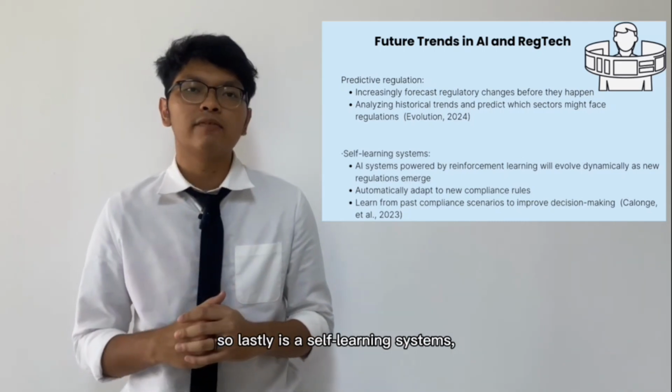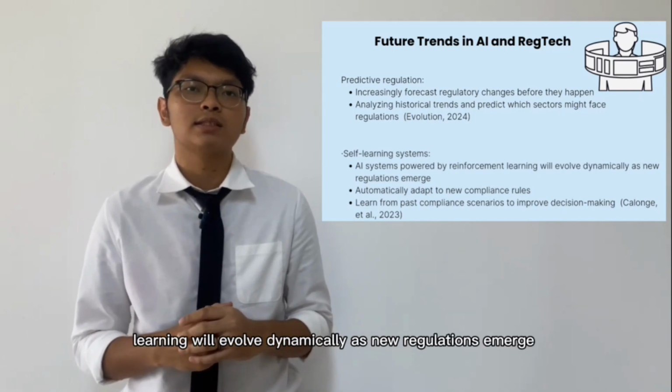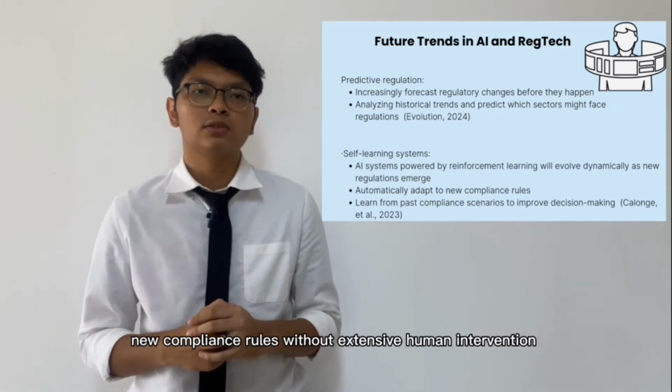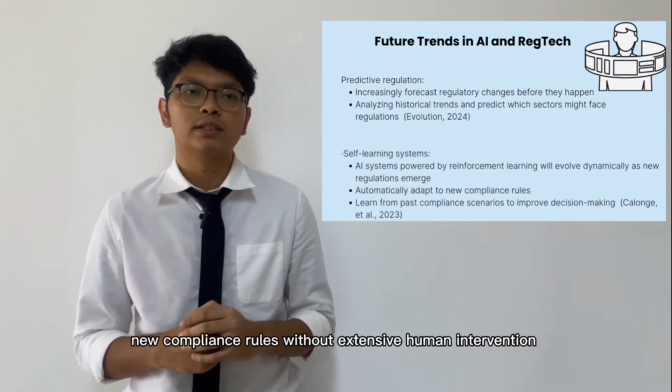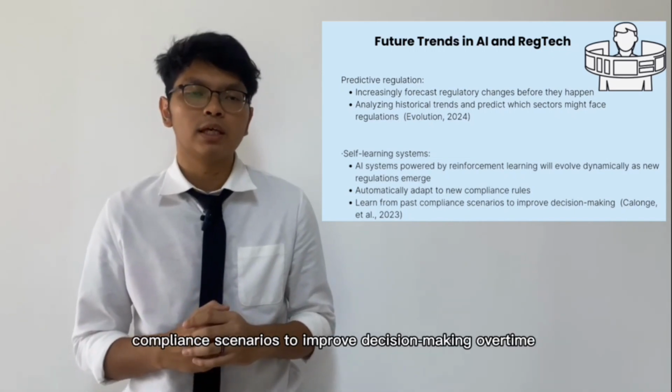Lastly, self-learning systems. AI systems powered by reinforcement learning will evolve dynamically as new regulations emerge, and automatically adapt to new compliance rules without extensive human intervention. And it can learn from past compliance scenarios to improve decision making over time.